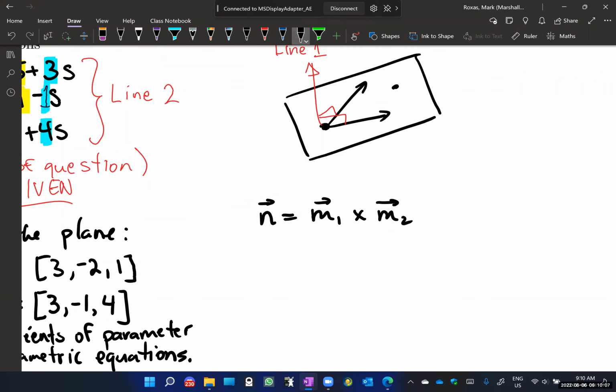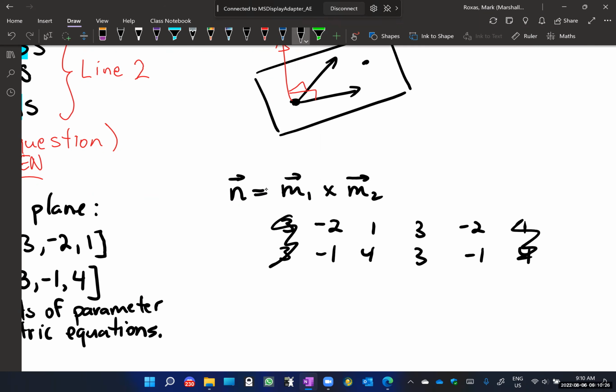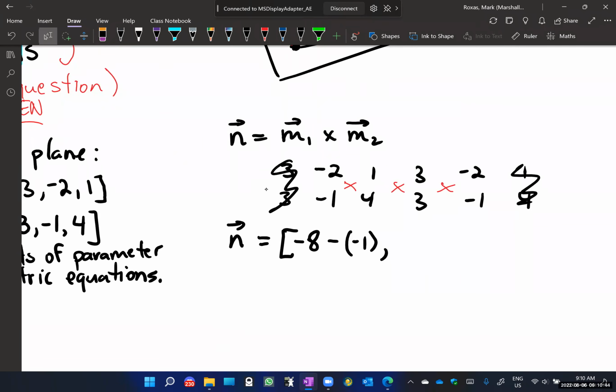Okay, let's do the cross product. So here I have 3, -2, 1. And the second vector is 3, -1, and +4. Scratching out the first and last columns, cross multiply and subtract. So here for my vector n, it's going to be -2 times 4, which is -8. Take away -1 times 1, which is -1. That's for the x component.